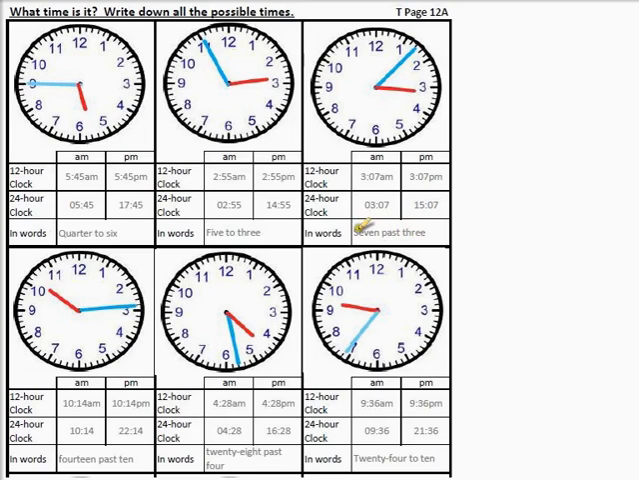See if you can figure out by checking your answers, checking the ones you're doing. Remember, this side is past. Let's just write it here. This side is past and that side is to. Okay? The long hand is the minutes, the short hand the hour. Okay, pause the video and check. We're moving on.